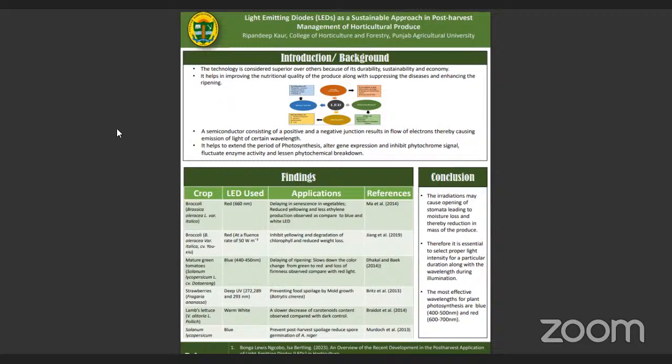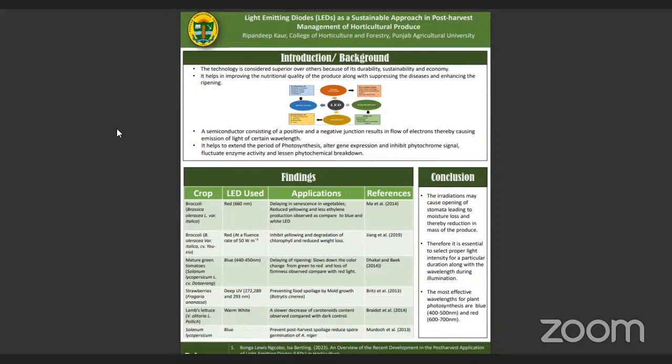Okay, sir. Good evening, everyone. My name is Ripanda Kaur. I have completed my bachelor's in February this year from Punjab Agriculture University, Ludhiana. And I am here to present a poster on the topic Light Emitting Diodes or LEDs as a Sustainable Approach in Post-Harvest Management of Horticultural Produce.